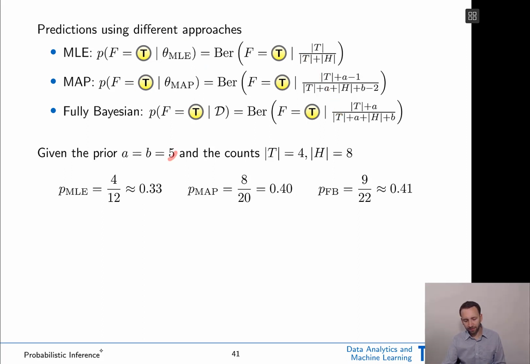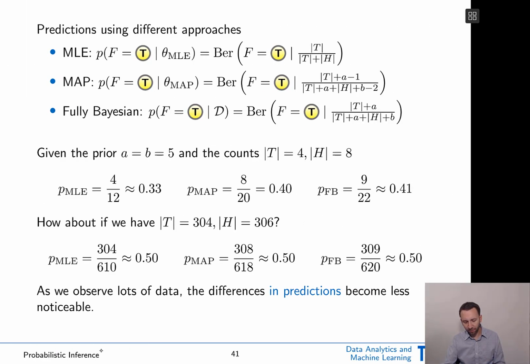So if you, for example, pick this as a prior, so we believe it's a fair coin, and we have some observations, we see, for example, this is the MLE estimate, the MAP estimate is a bit larger, and the fully Bayesian is even larger in this case. And then again, if we get more data, we see that they're all getting more and more similar, right? That's a core idea in general.